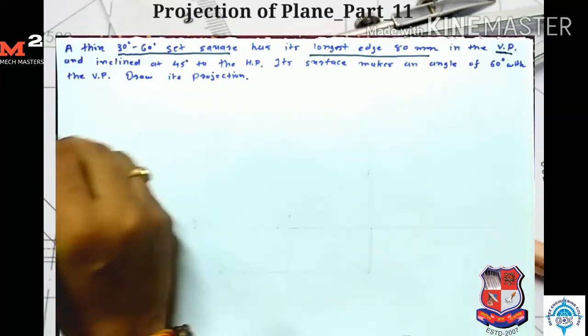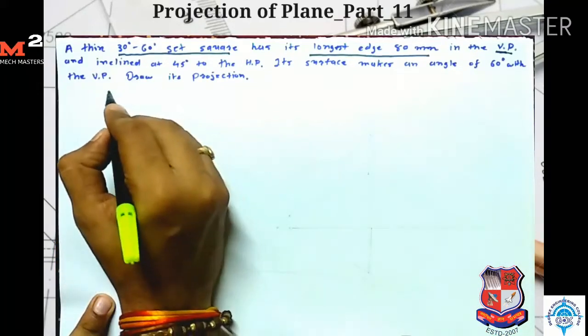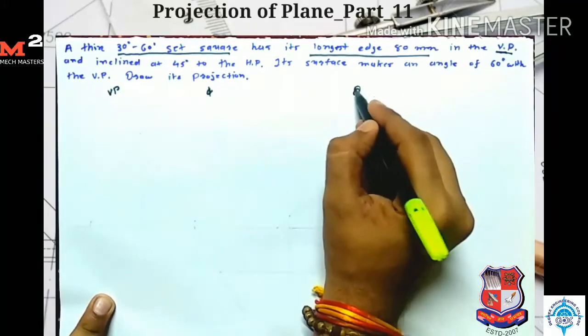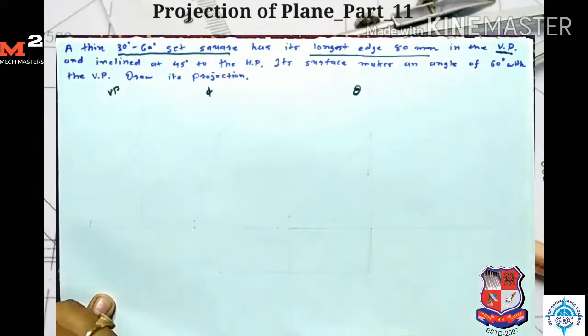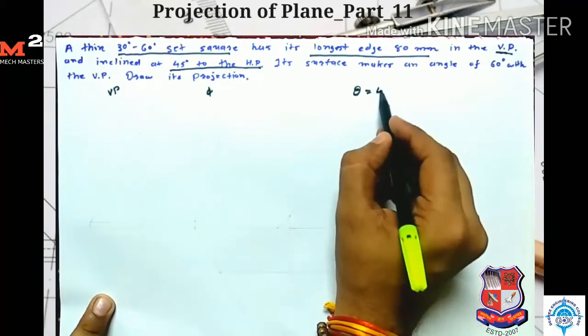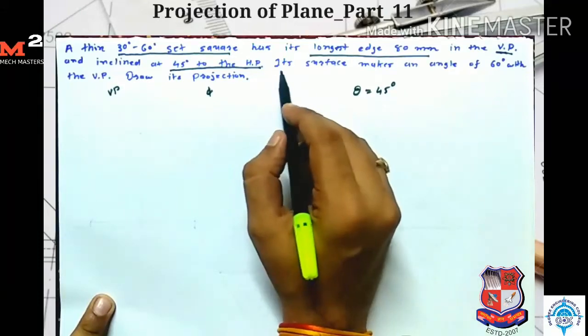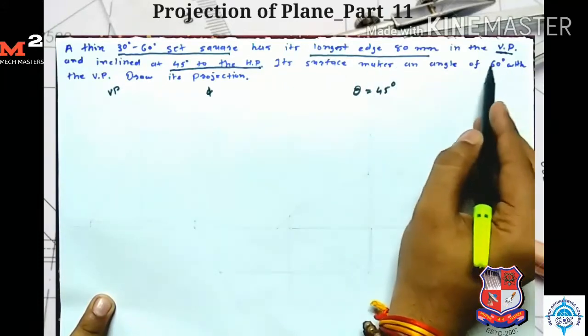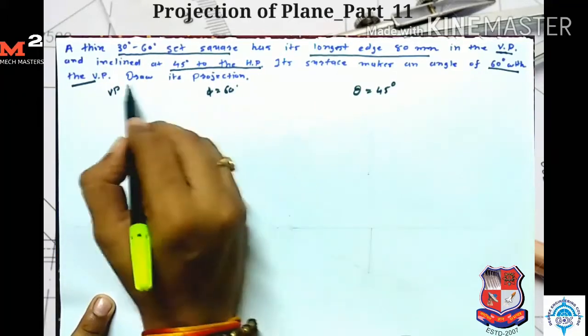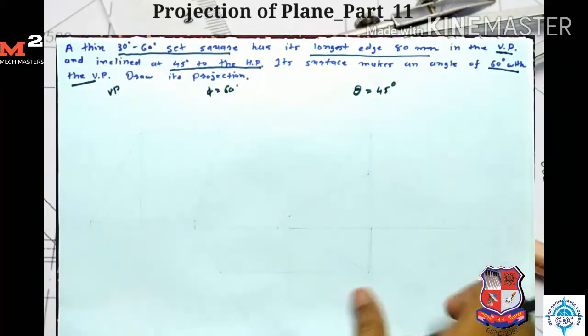Okay, so here I write down first stage for VP, second stage for phi, and third stage for theta. Okay, and it is inclined at 45 degree to HP, so theta is equal to 45 degree. Its surface makes an angle of 60 degree with VP, so phi is equal to 60 degree. Draw its projection. Okay, so here the plane is resting on VP, so we draw the set square on the vertical plane.